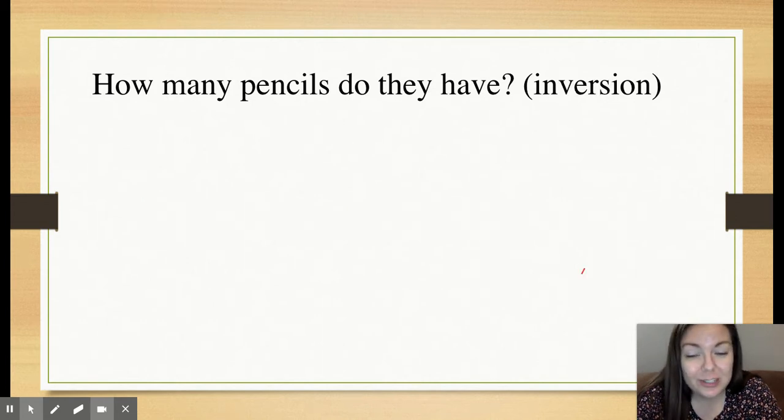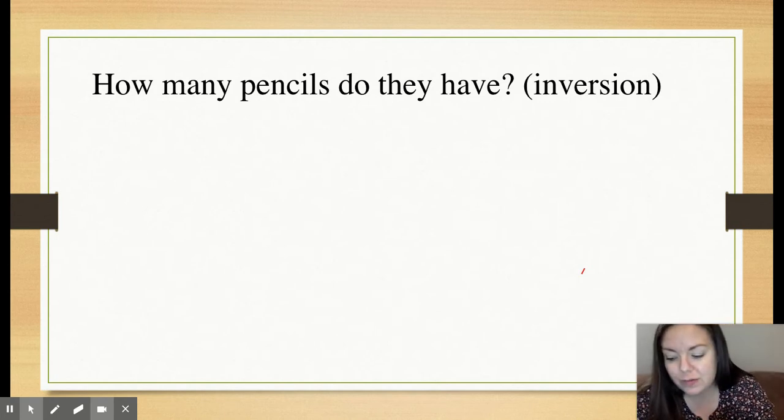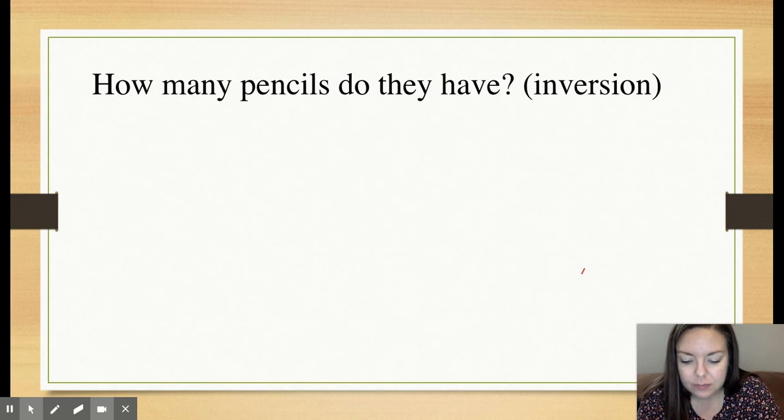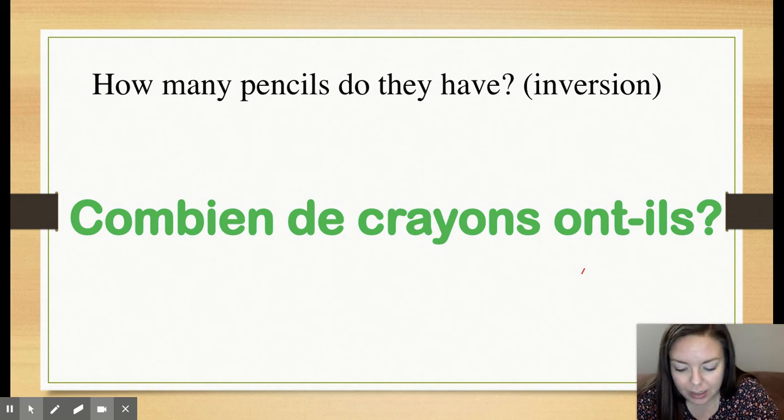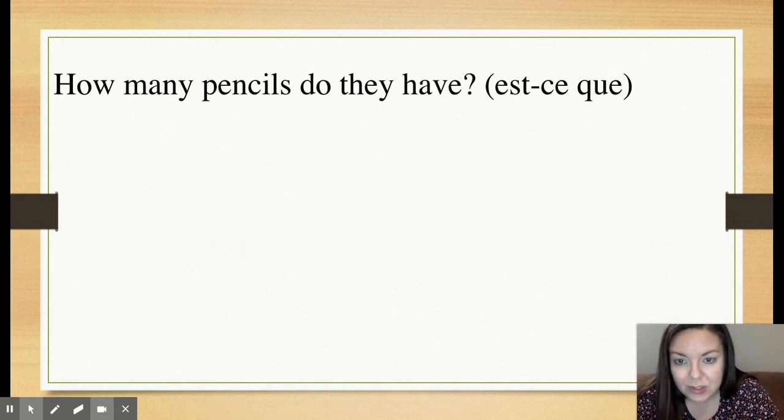Now the exact same question, how many pencils do they have, but with inversion. So you are switching the subject and verb. Pause, écrivez. Combien de crayons ont-ils? How many pencils do they have?